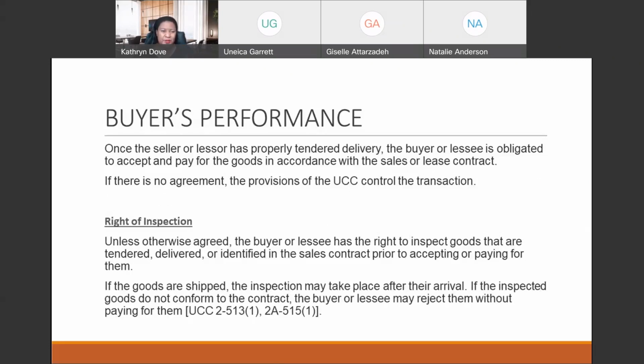Let's talk about the buyer's obligations under the UCC. Once the seller has properly tendered delivery, the buyer is obligated, as Unica said, to accept and pay for the goods in accordance with the contract.